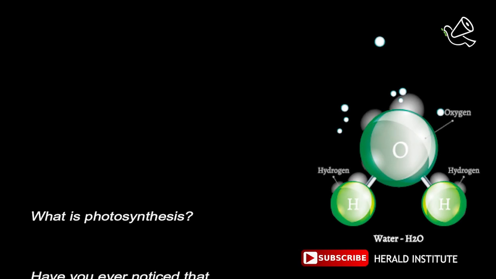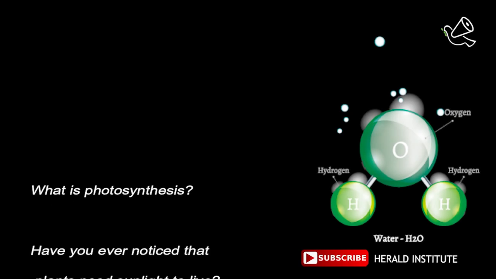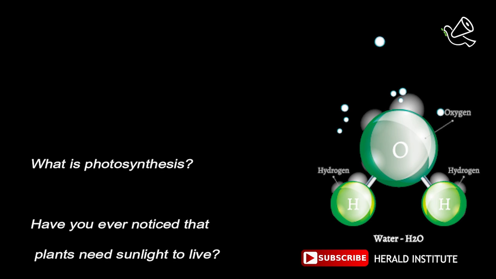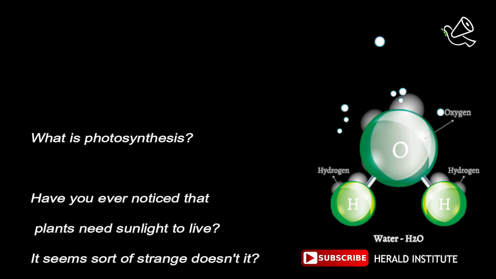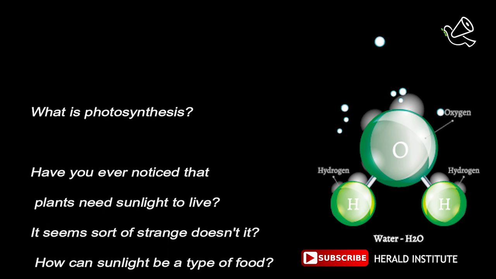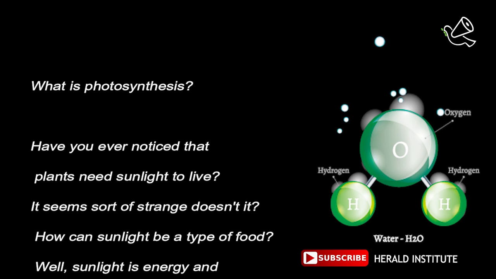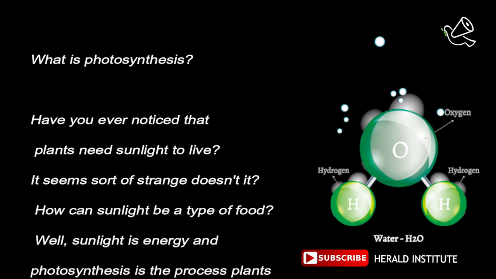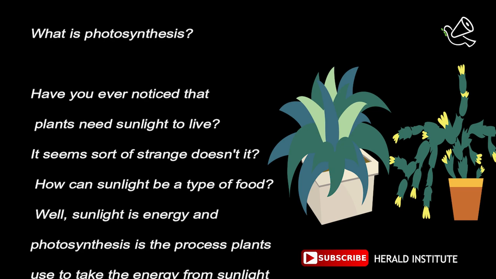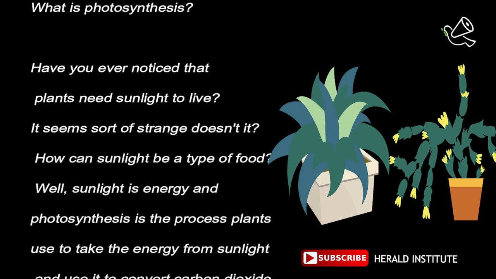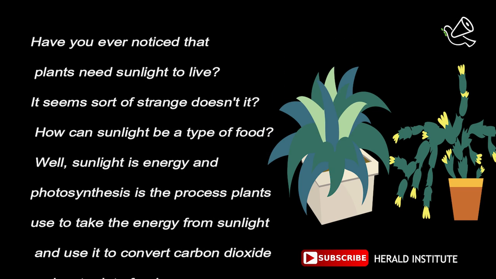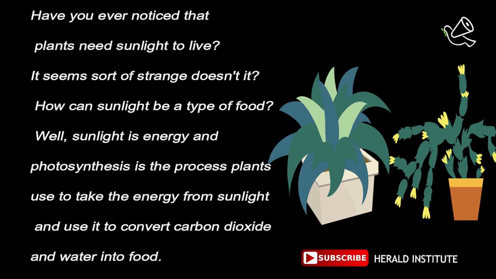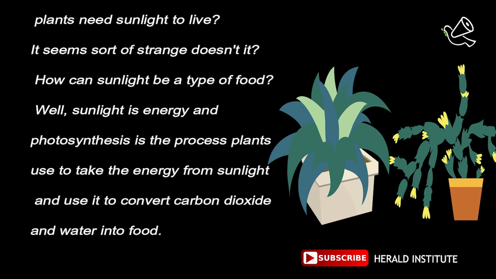What is photosynthesis? Have you ever noticed that plants need sunlight to live? It seems sort of strange, doesn't it? How can sunlight be a type of food? Well, sunlight is energy and photosynthesis is the process plants use to take the energy from sunlight and use it to convert carbon dioxide and water into food.